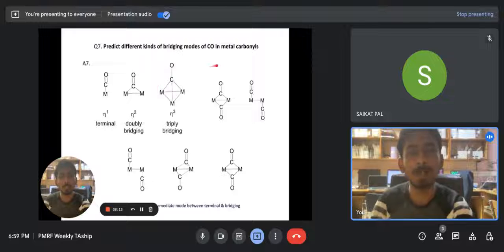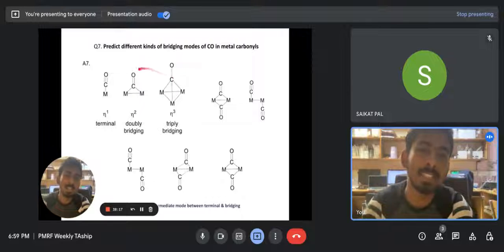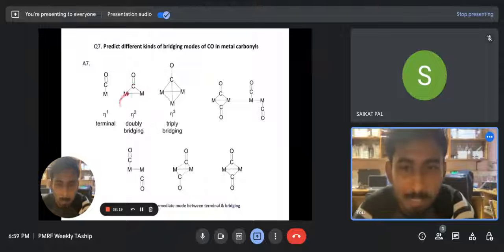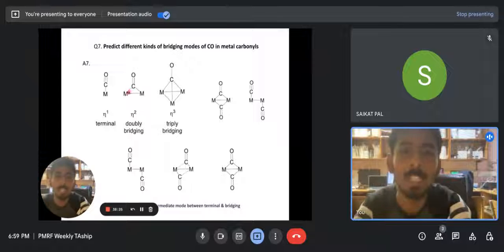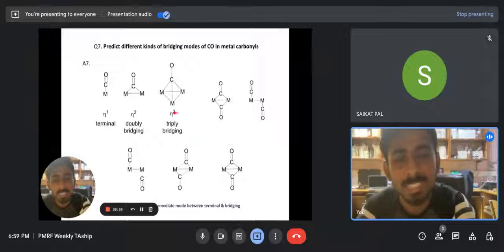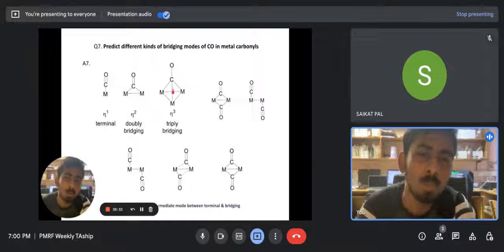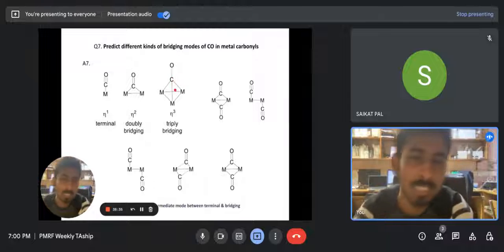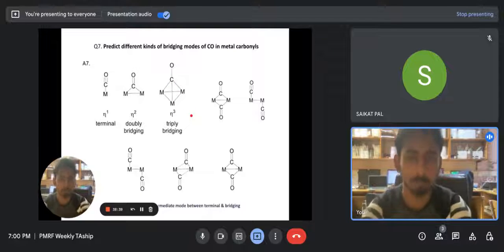CO can potentially bridge between two or more metal atoms. You see in the later two examples, CO is bridging between two metal centers. So it is a doubly bridging mode. That is the eta 2 mode, because CO is binding to two metal atoms simultaneously. This is a triply bridging mode. It's an eta 3 mode. The C is bound to three metal atoms simultaneously. So it is eta 3, that is triply bridging.